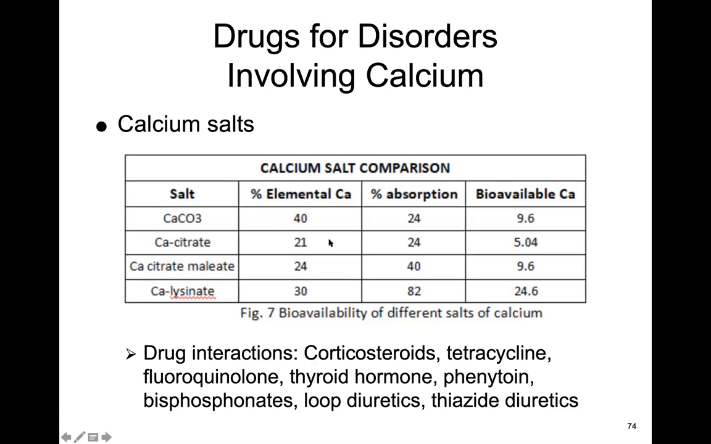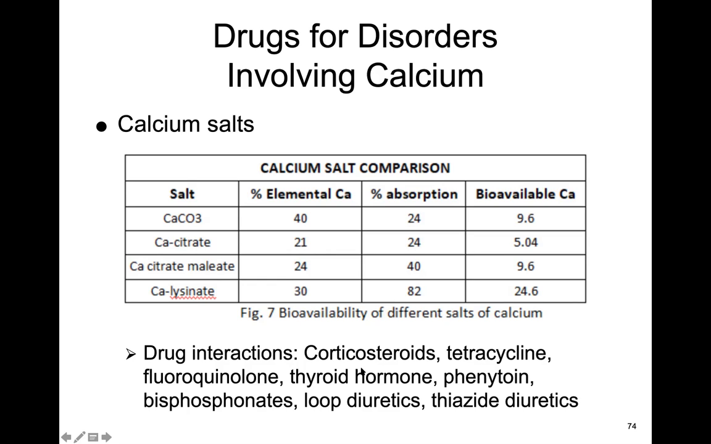This slide is looking at calcium salts. These are the most common ones you'll see. Calcium carbonate, very common. Tums is calcium carbonate, and we usually just stick to that. Because of cost issues, it actually has the most elemental calcium, so you're getting more calcium per buck anyway. So just keep that in mind.